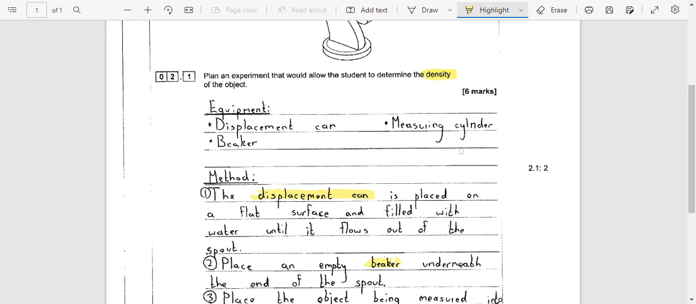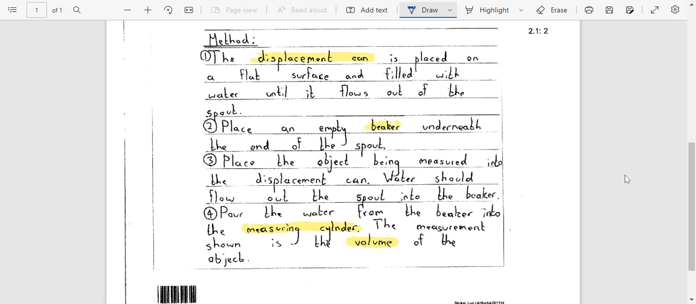This student hasn't talked about how to find density. They've talked about how to find volume and stopped. So they need to add to their answer. Now, you're supposed to know an equation for density which can help you in this experiment. So the equation for density is mass divided by volume. Now that would get me a mark because it's linked to how I'm going to find density, which is what the question asked.